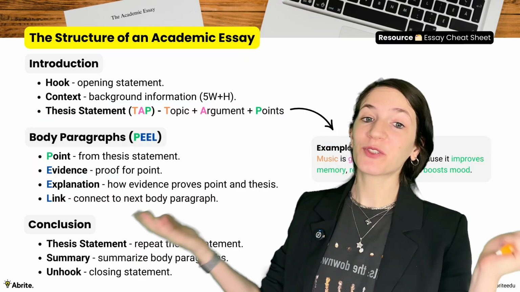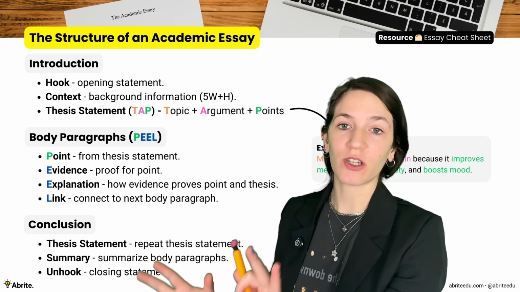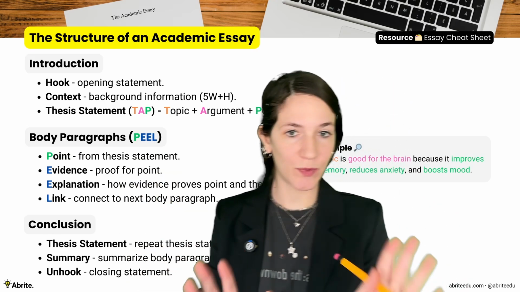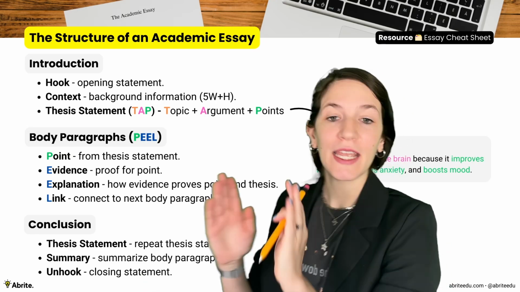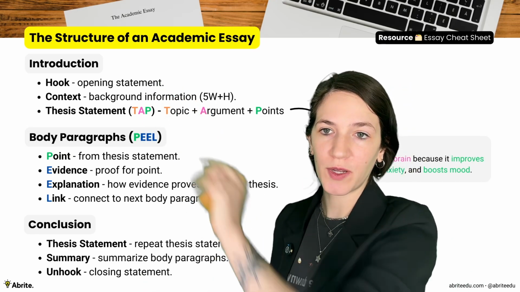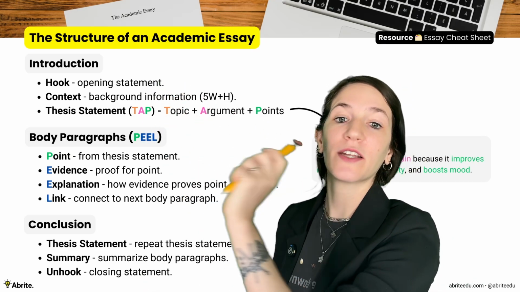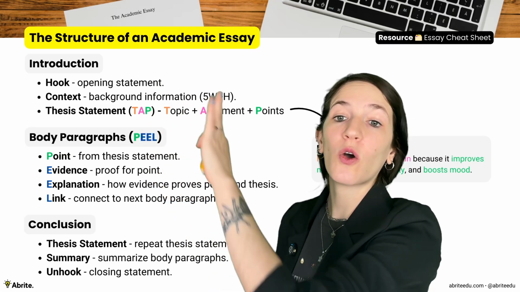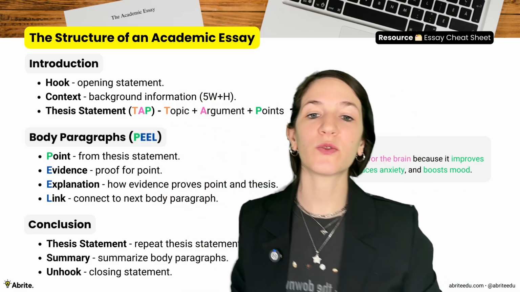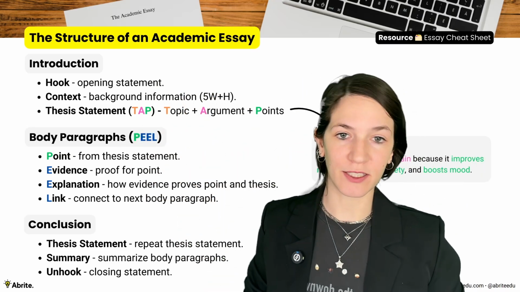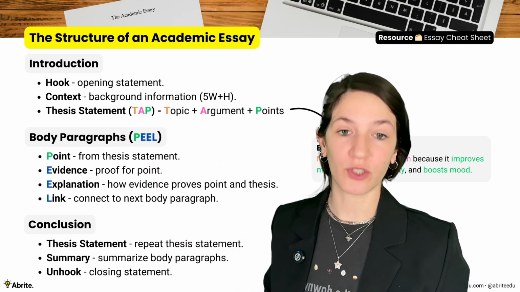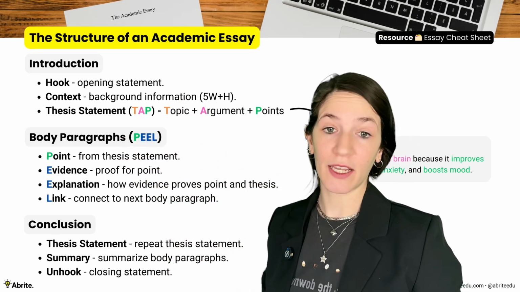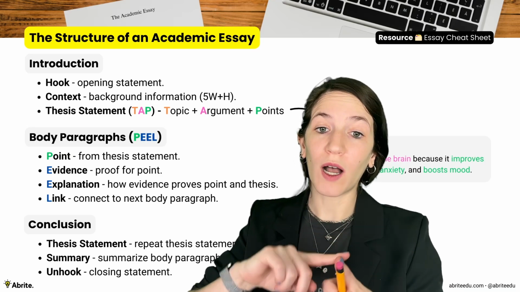All right, let's hop into my favorite part, which is the complete structure of an academic essay. As we agreed, every essay has an introduction, body paragraphs, and a conclusion. Your introduction can be broken down into 3 parts: your hook, your context, and your thesis statement. Your hook is an opening statement, like 1 or 2 sentences, which is meant to capture the reader's attention. You follow that up with context, which is background information on your topic. You can use the 5 W's and the H for that: who, what, when, where, why, and how.